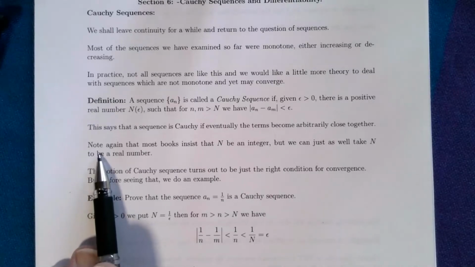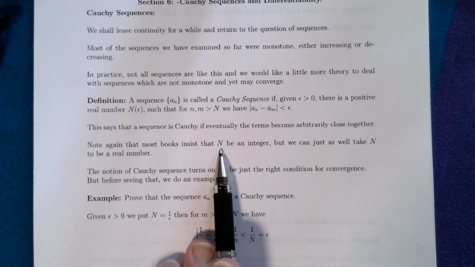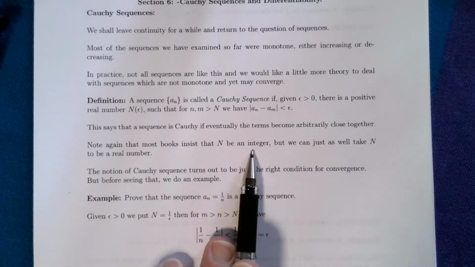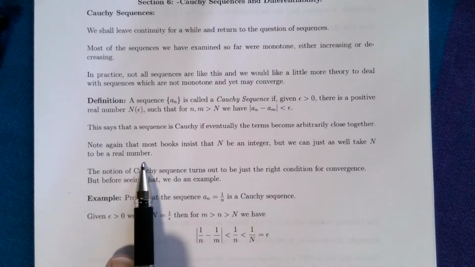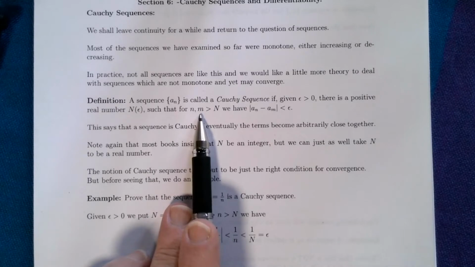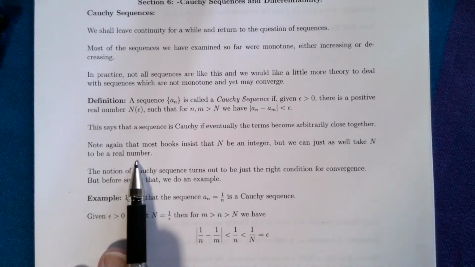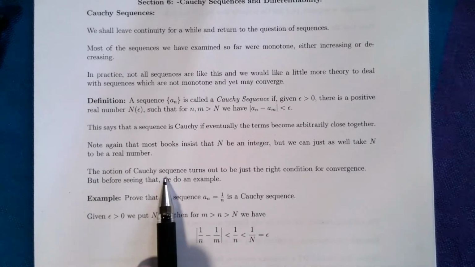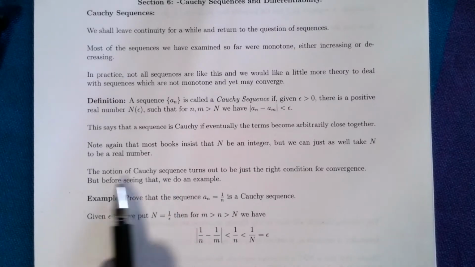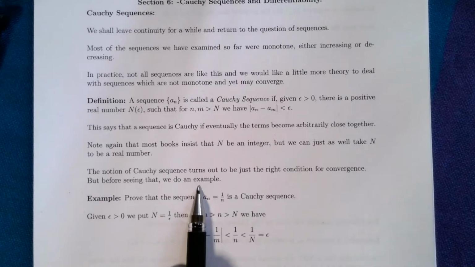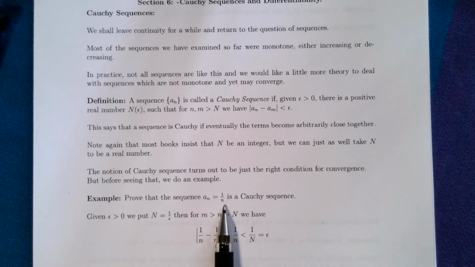Now, I just mention again that in most books they insist this capital N be an integer. We may as well just take N to be a real number, and then we simply think of the n and m as being the next whole number after that one. Now, it turned out that the notion of Cauchy sequence was just the right condition for convergence of a sequence. Before doing this, we'll just do a simple example of a Cauchy sequence.